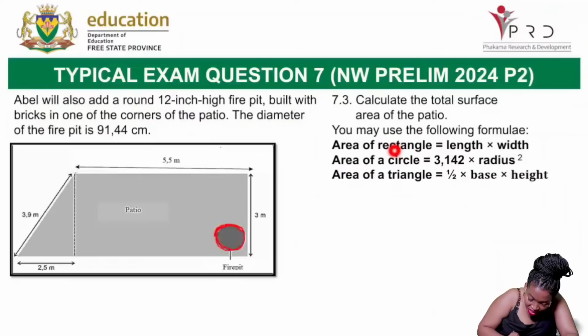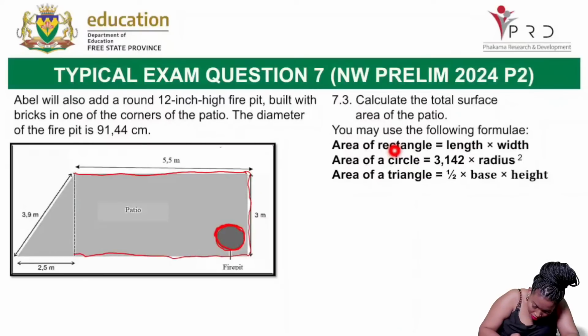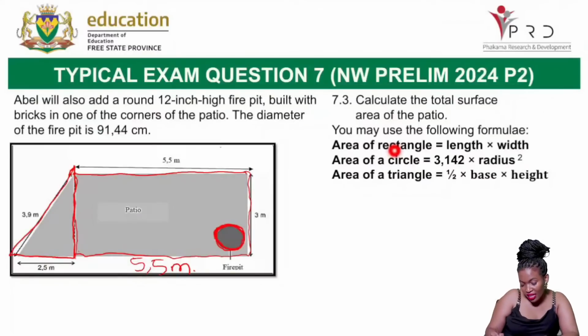So we've got 3 shapes here. We've got the rectangular part. This is the rectangular part. And this side is equivalent to 5.5 meters. And then we've got the triangular part. Can you all see the triangular part? This is the triangular part. Then we've got the circle. So let us start by calculating the area of the rectangle.